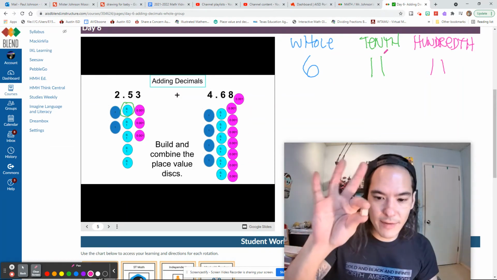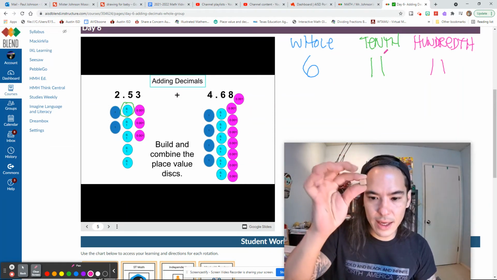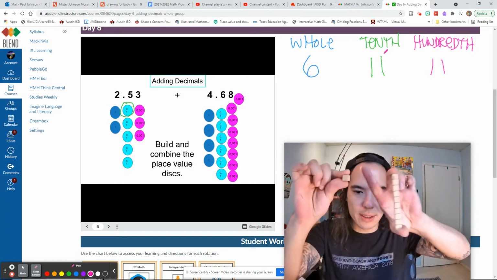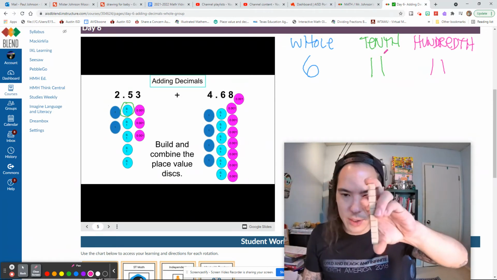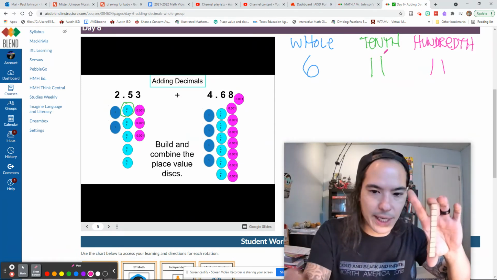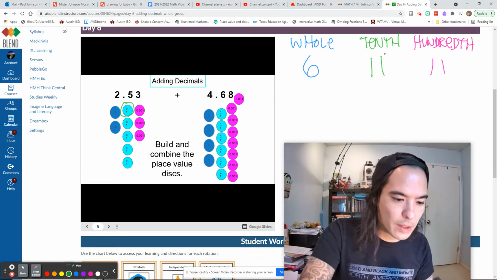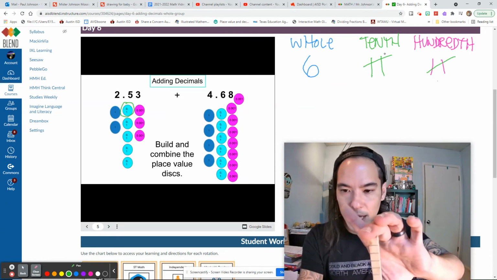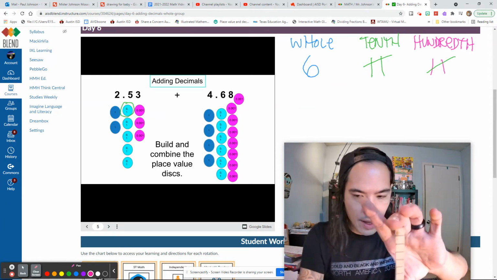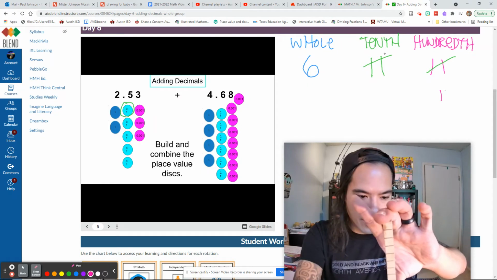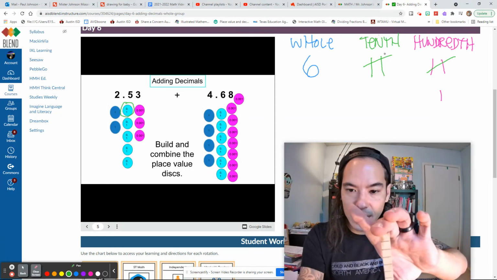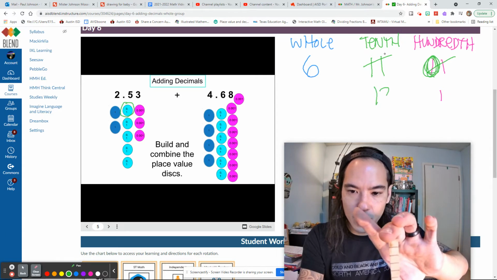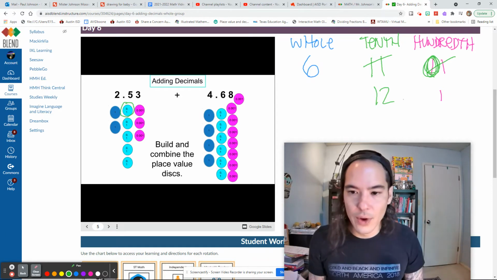If we have 11 of these, it's the same thing as saying that we have 1/10 and 1/100th, right? This is 11 hundredths. So what we're actually going to do is say instead of having 11 hundredths, we're going to trade out 10 hundredths, right? And that will leave us with 1/100th left over. And then instead of having 11 tenths, we traded out one of these. So we have 12 tenths now. All right. So we just regrouped.